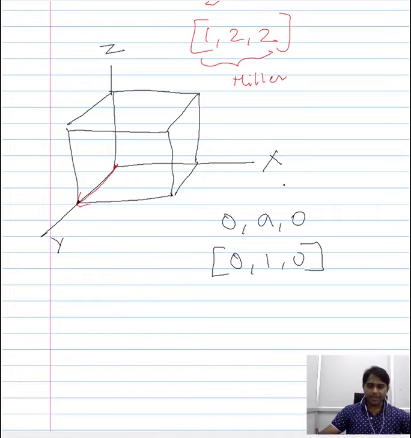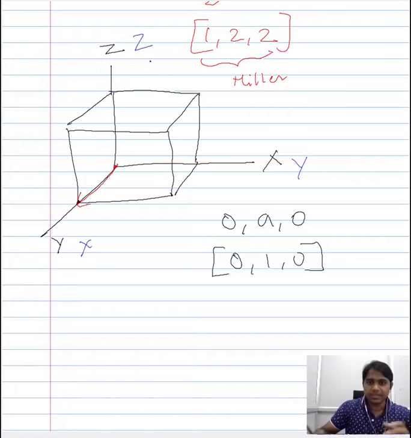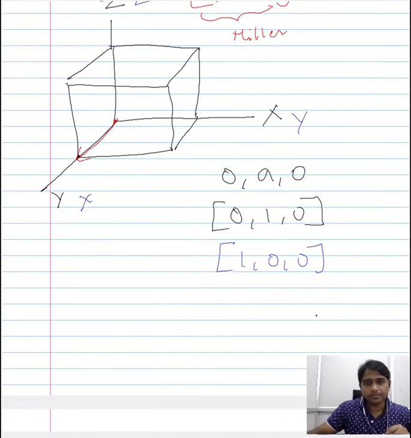Now we can play around with the frame of reference like we did in the case of the planes. When we want to talk about the family of planes, we can play around with the frame of reference. You can shift your x here and y here. If you shift your x here and y here and the z would remain the same, then your direction would be 1, 0, 0. And now if you shift your z here and x here, then it would be 0, 0, 1.